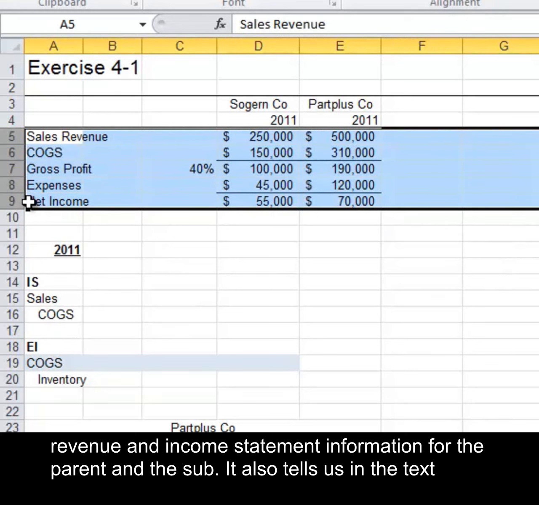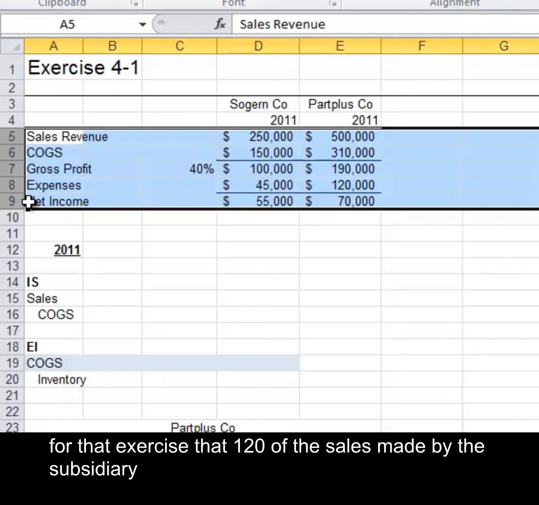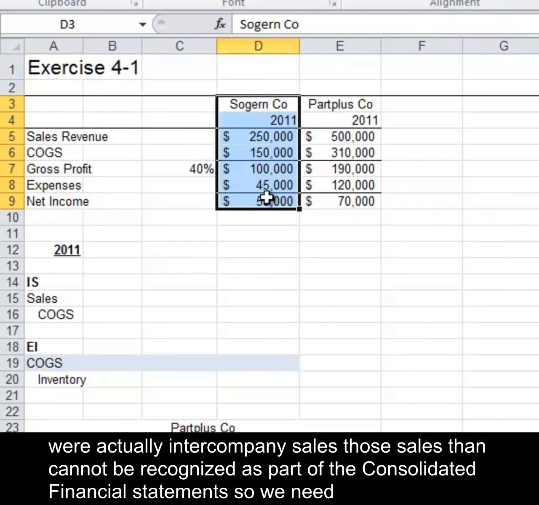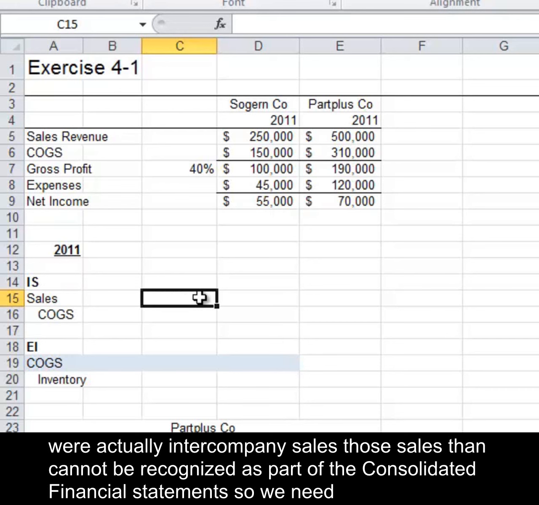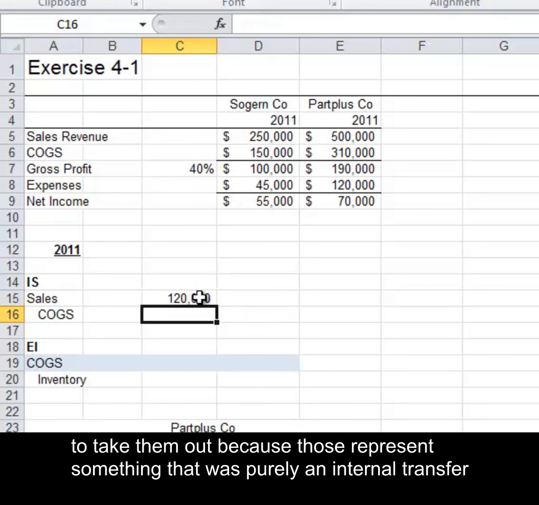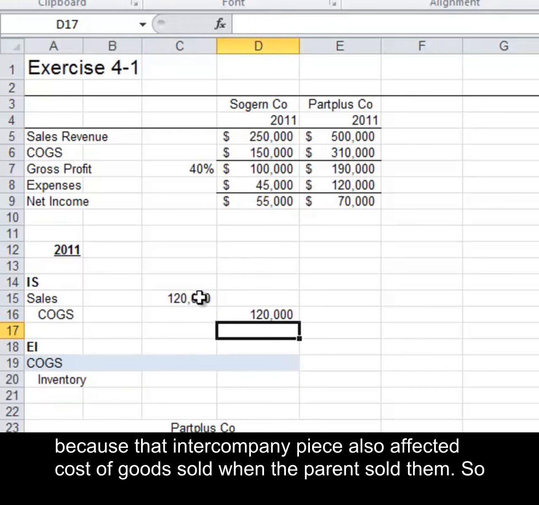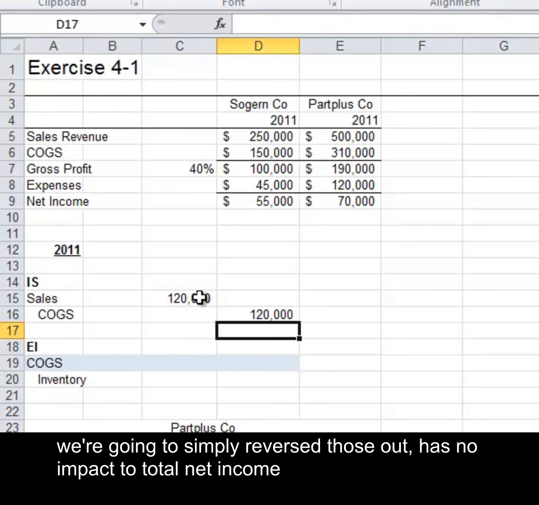It also tells us in the text for that exercise that 120 of the sales made by the subsidiary were actually intercompany sales. Those sales then cannot be recognized as part of the consolidated financial statements, so we need to take them out because those represent something that was purely an internal transfer. So we're going to take them out of sales and out of cost of goods sold because that intercompany piece also affected cost of goods sold when the parent sold them. So we're going to simply reverse those out.